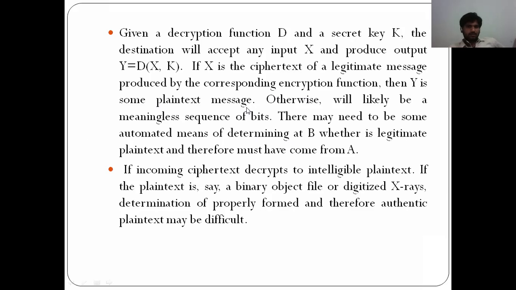There need not be some automated means of determining at B whether the plain text is legitimate, and therefore that it must have come from A. If the incoming ciphertext decrypts to intelligible plain text, it is authenticated. But if the plain text is, say, a binary object file or digitized X-rays, determining a properly formed and therefore authenticated plain text may be difficult.